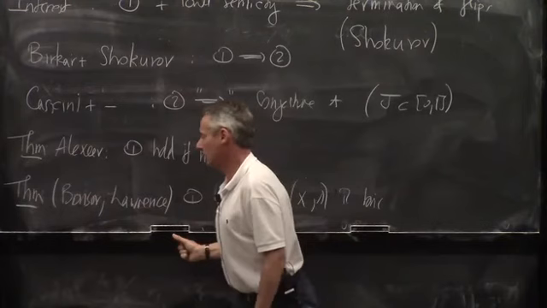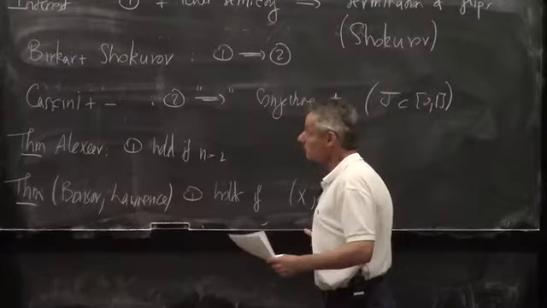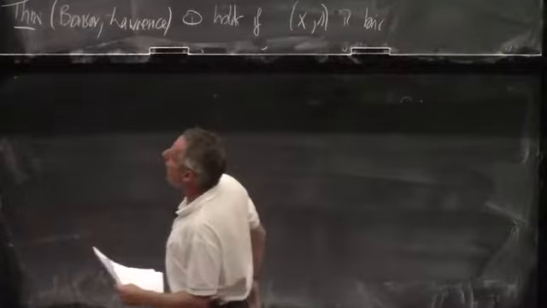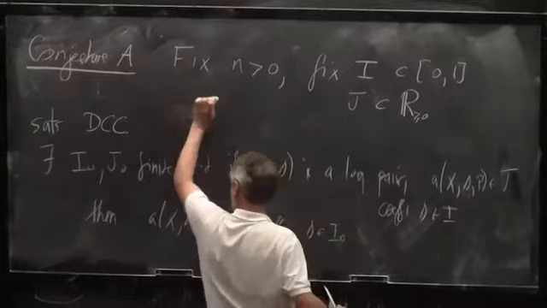Although Lawrence is not an algebraic geometer. Oh, yes, n is the dimension. Yeah. Thank you.